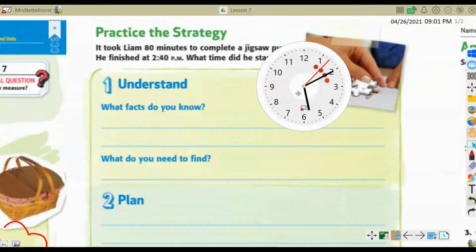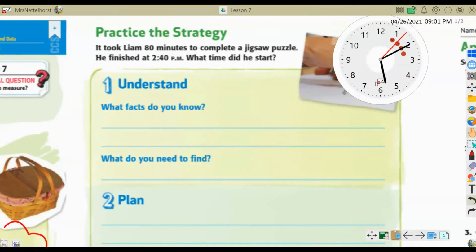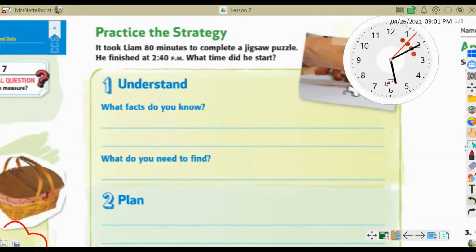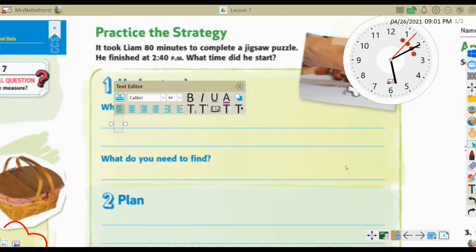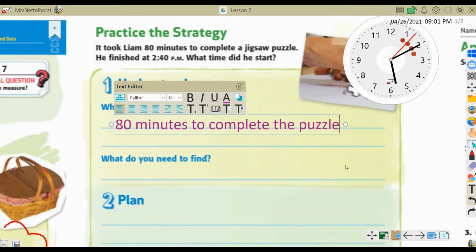It took Liam 80 minutes to complete a jigsaw puzzle. He finished at 2:40 p.m. What time did he start? Well, first we're going to say what facts we know. So we know that he took 80 minutes to complete the puzzle. And we know he finished at 2:40.